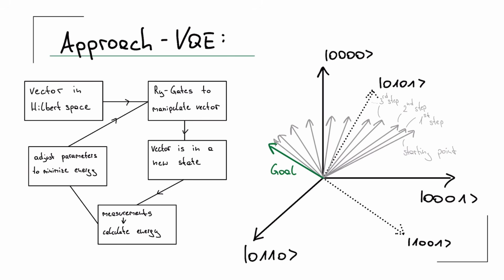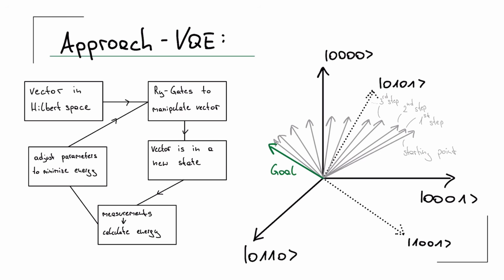We apply the RY gates to our qubits again, get a new vector, perform the measurements again, calculate the new energy, and then the optimizer adjusts the parameters once more to reduce the energy. We repeat this over and over until the energy converges toward a certain value. Once the energy has converged, we can assume that this value represents the minimum energy, and therefore the ground state energy. At that point, we can read out the vector that produced this energy, and that gives us both the ground state energy and the ground state vector.